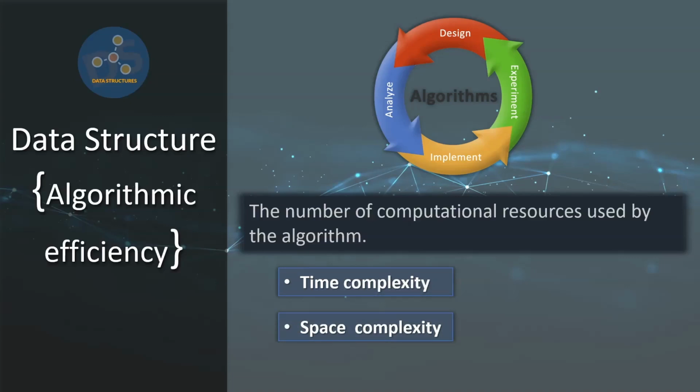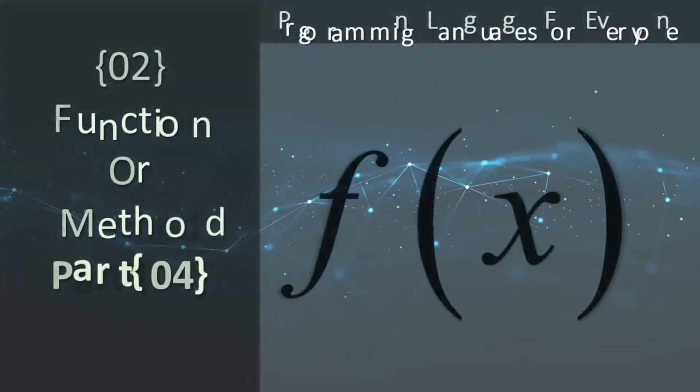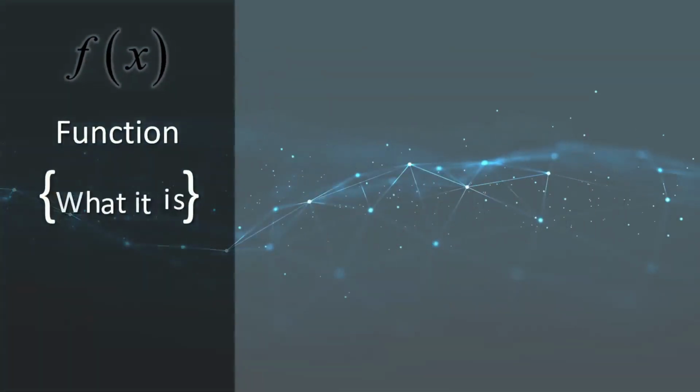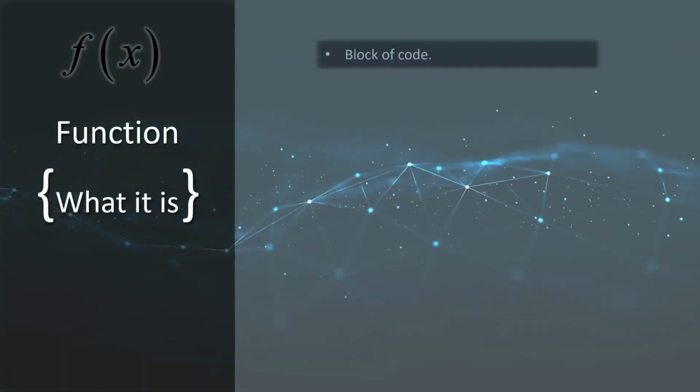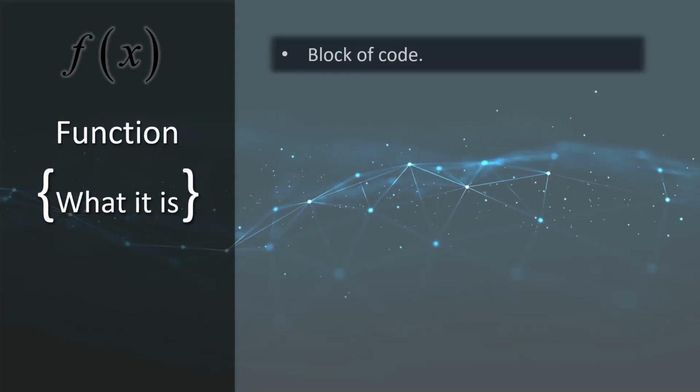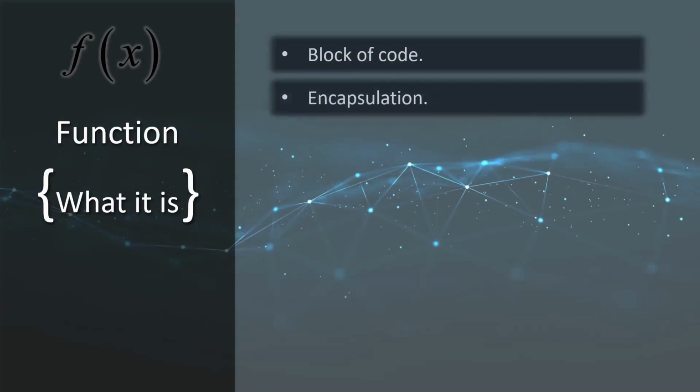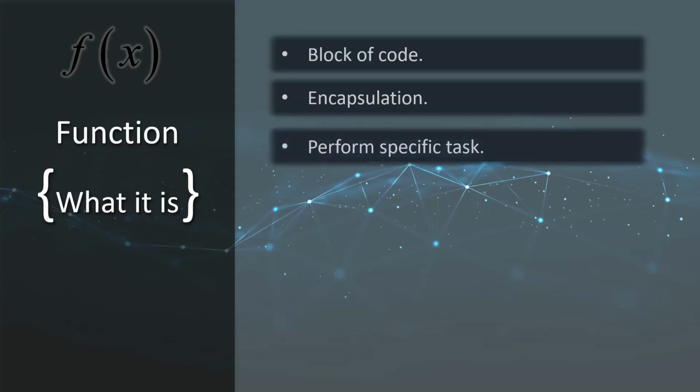Now we get into function and method. We spoke all the time about function and method. What are functions and what are methods? A function or method is simply a block of code. You have a block of code closed in curly braces, encapsulated on itself, which means the functionality inside this block shouldn't be exposed outside of this block, and it will do some specific task depending on your need.